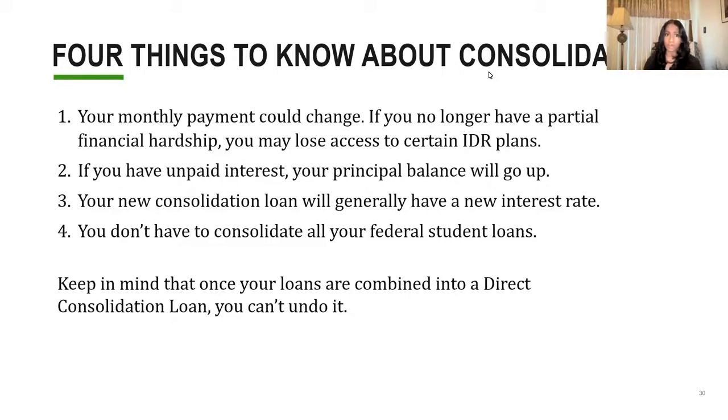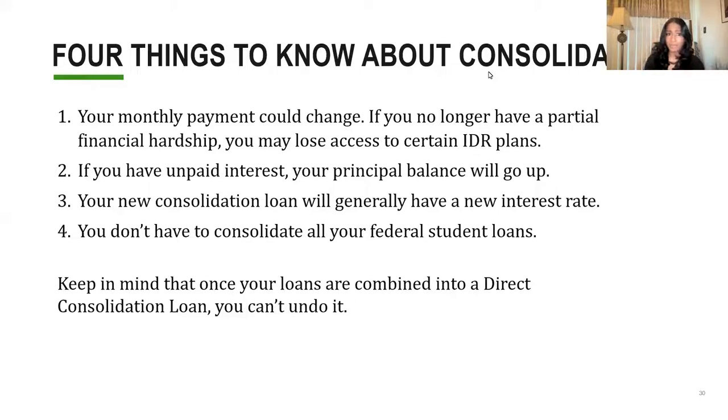But there are some other pieces you want to know about. We just want to flag them so you're not caught off guard if they happen. So when you consolidate, you're essentially making a new loan and your monthly payment could change. It could go down, but it could go up, because if you were on an income-based repayment plan before, and now you consolidate, you may no longer have a partial financial hardship, and that could change the types of plans you have access to. And you may now only have access to more expensive repayment plans. So you want to use our loan simulator and think about that. If you have unpaid interest or fees, when you consolidate, they're going to get added to your principal balance because they're going to get capitalized and you're going to start accruing interest on that.